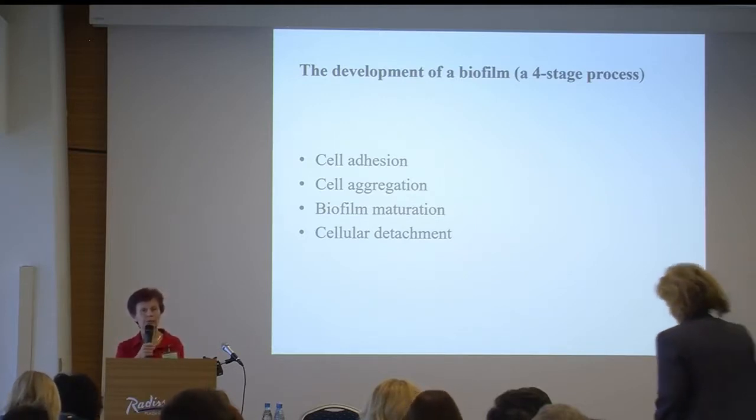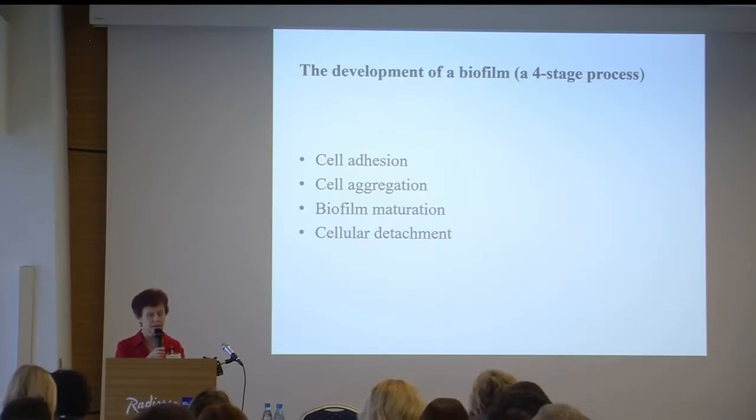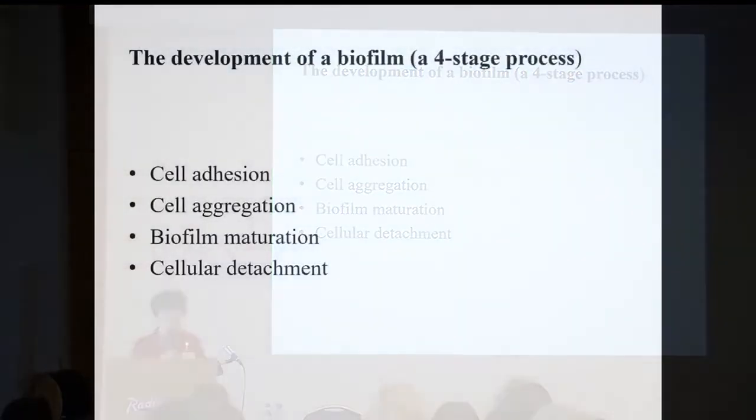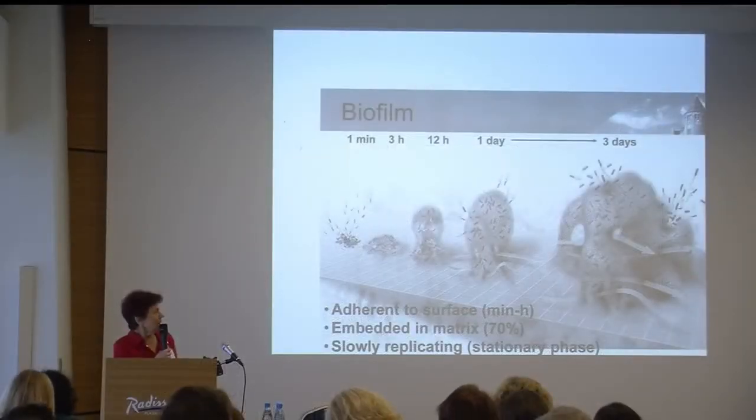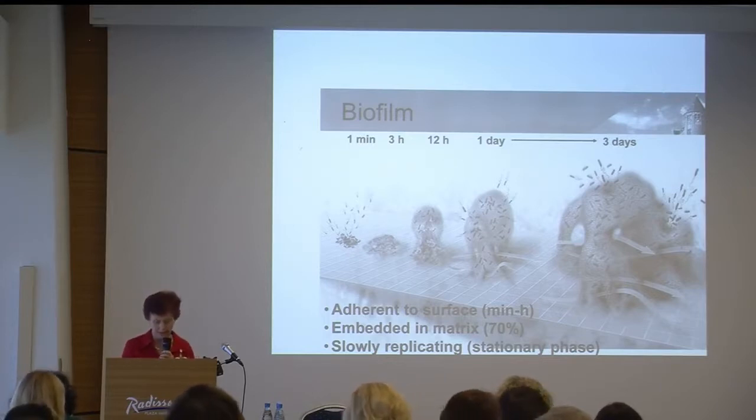The development of a biofilm is a four-stage process: cell adhesion, cell aggregation, biofilm maturation, and cellular detachment. And on this slide you can see that formation of biofilm is very rapid, in a few hours, a few days, and after 3 weeks the biofilm is mature and cannot be removed. Early in the formation of biofilm, you must think about infection. The later in the biofilm, the lower is bacterial killing.